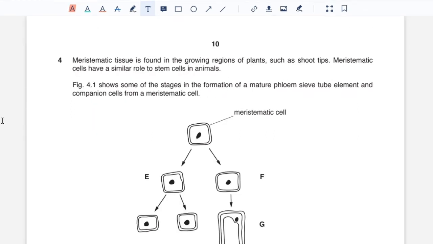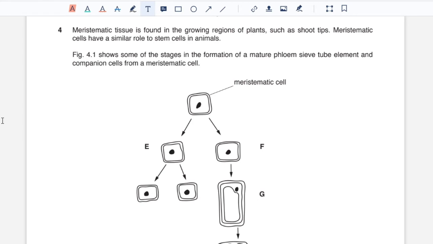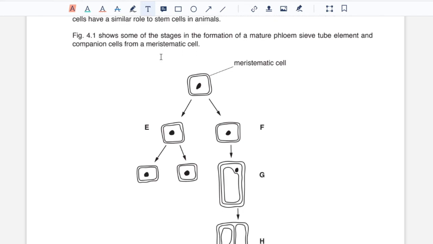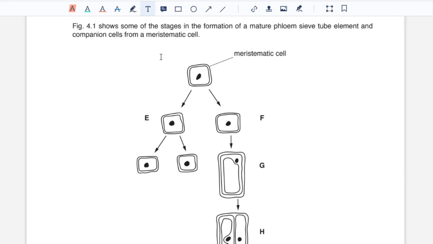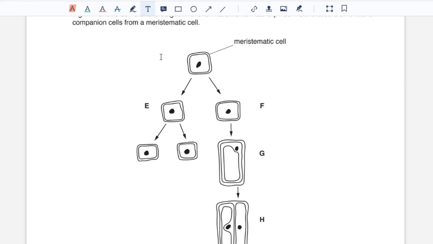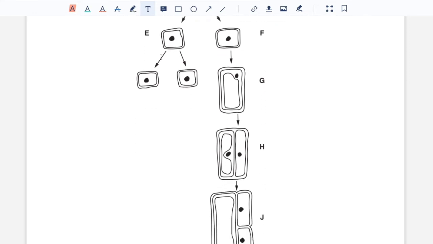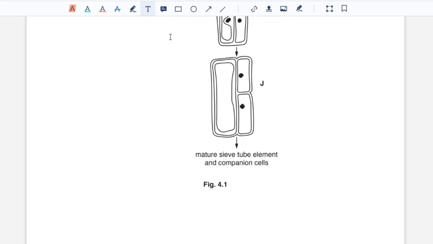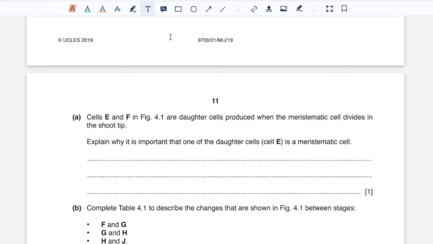4. Meristematic tissue is found in the growing regions of plants such as shoot tips. Meristematic cells have a similar role to stem cells in animal cells. So meristematic cells, like stem cells, can divide to form cells that can differentiate into particular cells. Figure 4.1 shows some of the stages in the formation of a mature phloem sieve tube element and companion cells from a meristematic cell. So you've got all of these cells in figure 4.1.